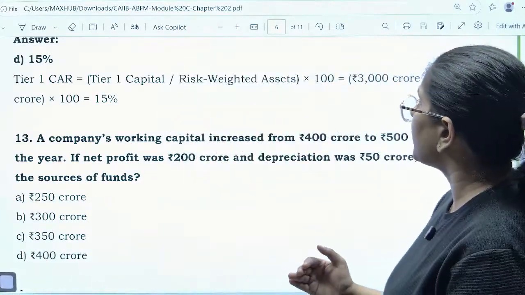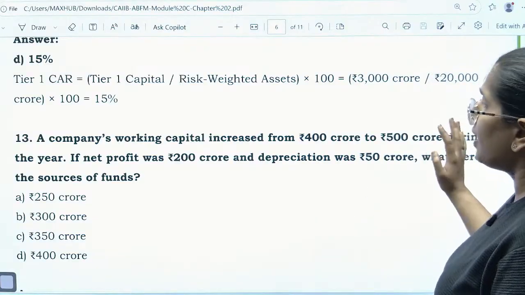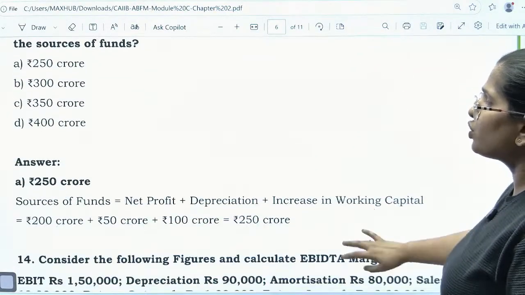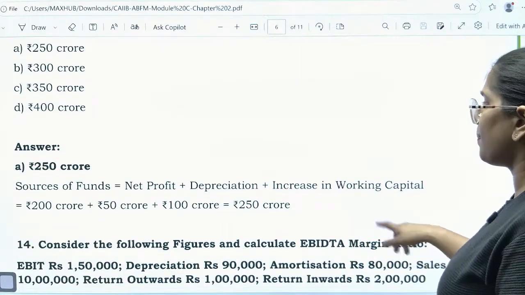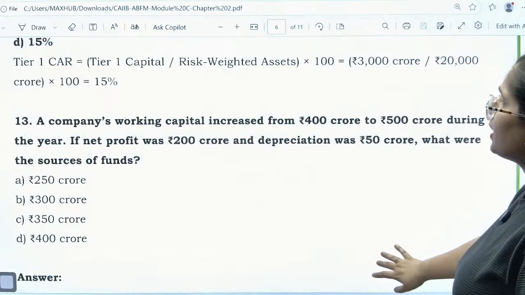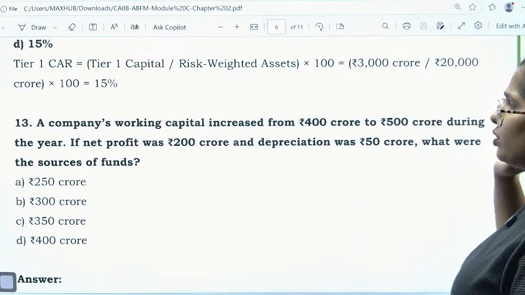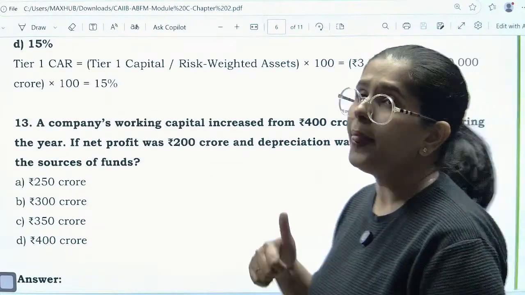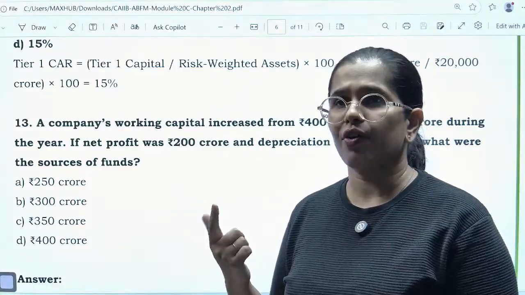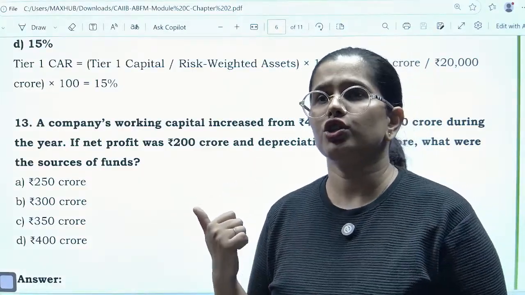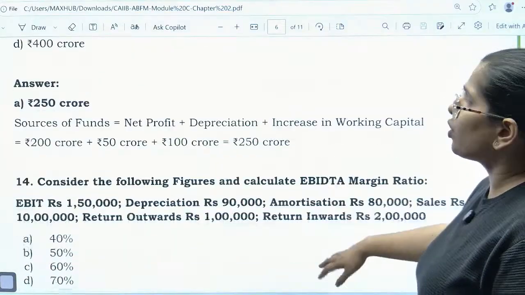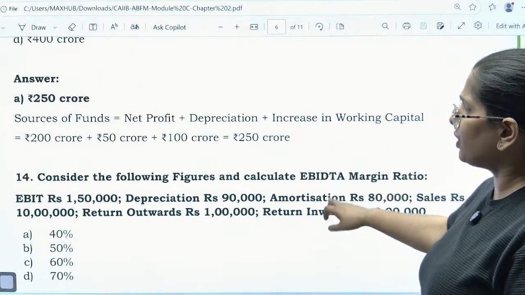So the company's working capital has increased, okay, net profit was 200 and depreciation was 50. So what are your sources of fund? Net profit plus depreciation plus increase in the working capital. What has been your increase in working capital? So 100 crores is the increase in my working capital. Good, right? That is number one source. Number two, I had the profit. Good. Depreciation is also one of the sources. So my sources of fund would be 250 crores.